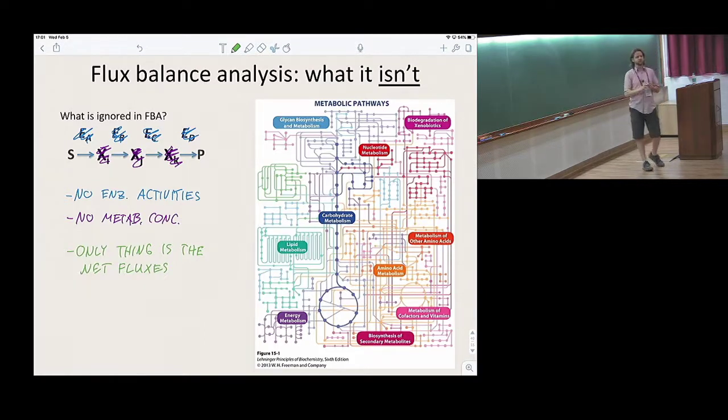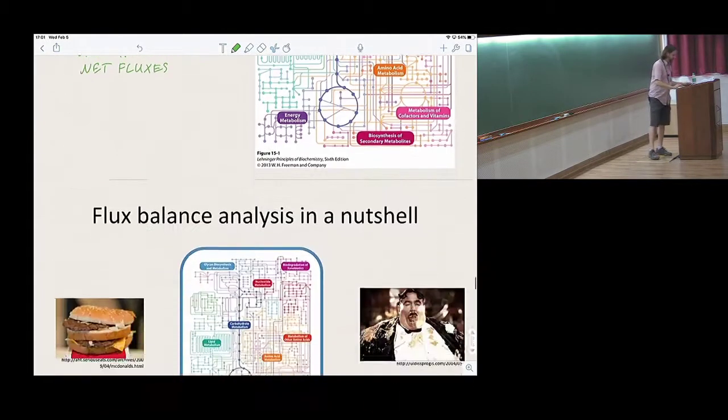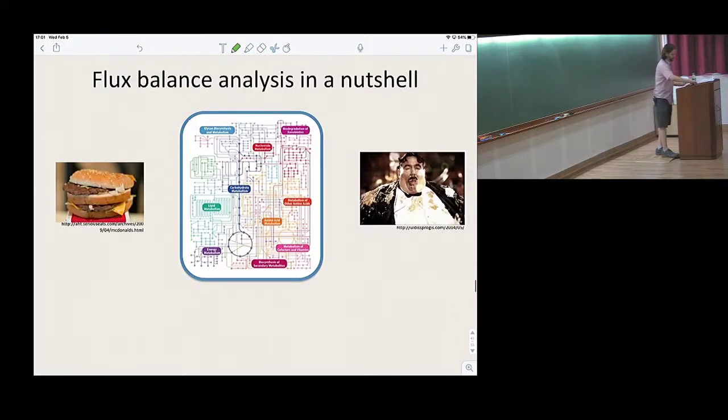It'd be like telling you something about some sewer system. Just tell me how much water is flowing through everything. I don't want to know how big the pipes are. I don't care how deep the water is in any of those systems. Boring details. I don't care about Bernoulli's equations. Just tell me how much flows in each direction. That's how flux balance works. And in a nutshell, it works something like this.